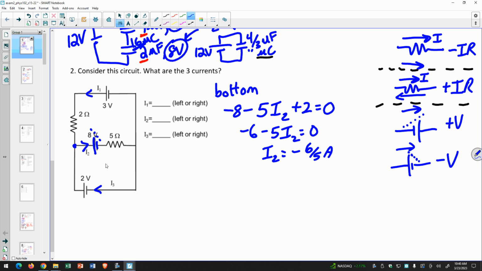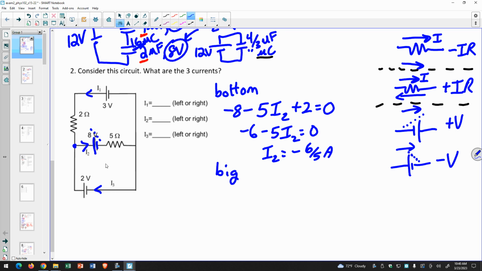Isn't that right? We're going to do the big loop. Why am I doing the big loop and not the top loop? Right, because the big loop has one branch that doesn't have any resistors. But notice if I did the top loop, I would have 2 unknowns. It wouldn't be that difficult because I actually now know one of those unknowns. I know I2. But I'm going to write the big loop. It makes my math a little bit easier.